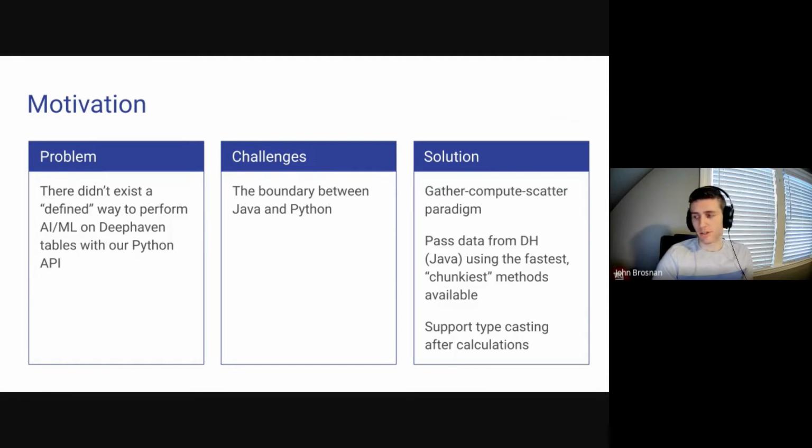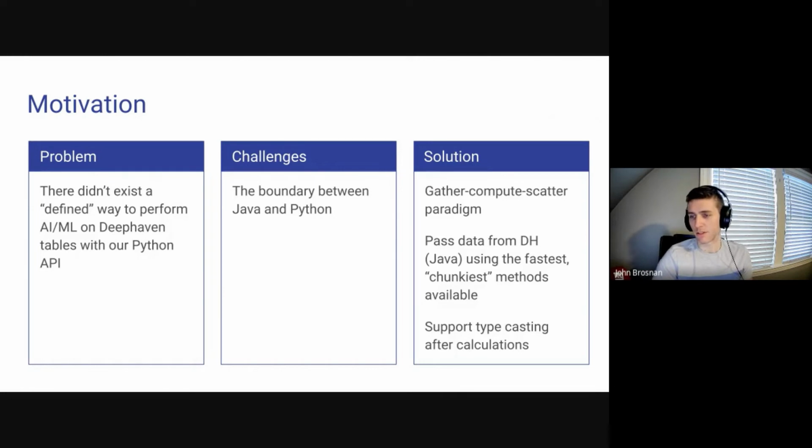So there are some challenges when it comes to this, and one in particular is the boundary between Java and Python. Our Deephaven tables store data in the form of Java variables, whereas when you are using Python, Python modules such as TensorFlow and SciPy and scikit-learn all expect Pythonic data. So there has to be a way to convert the Deephaven table data in Java to something that Python can use, and then back to that Java data when you have results that you want to store in a resultant Deephaven table. So the solution is Deephaven Learn, which was built with a gather, compute, scatter paradigm.